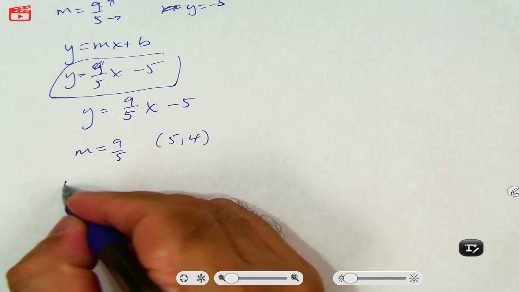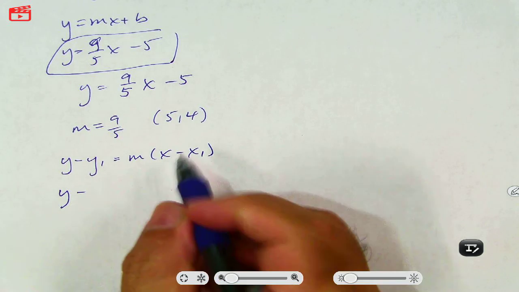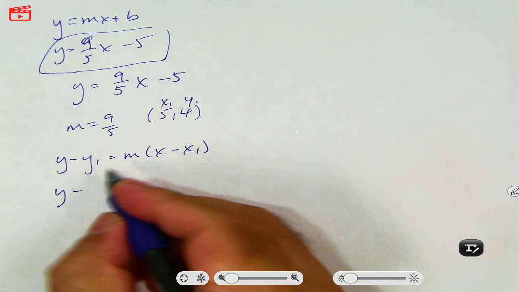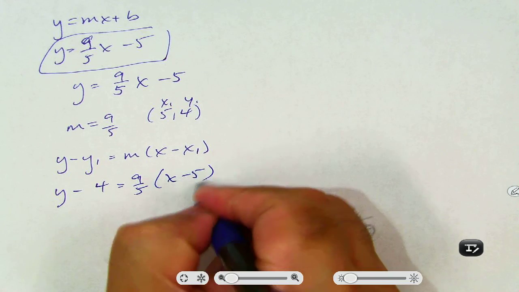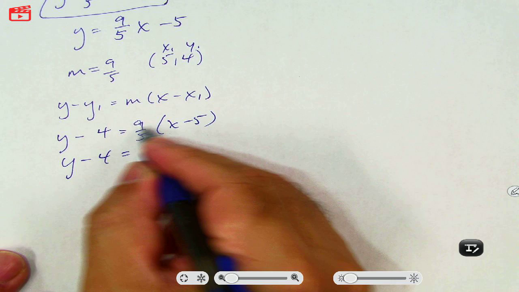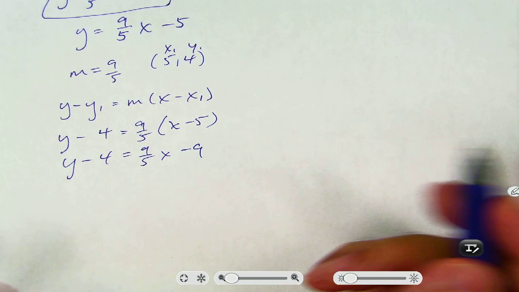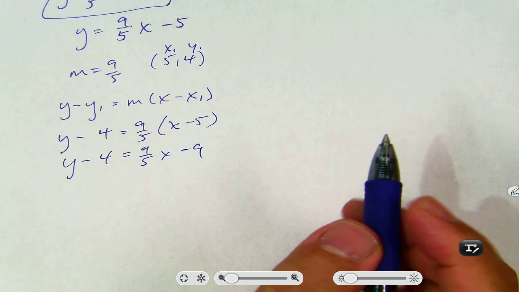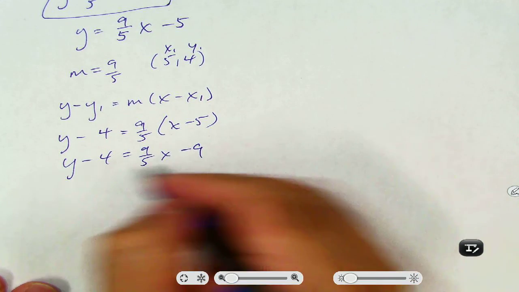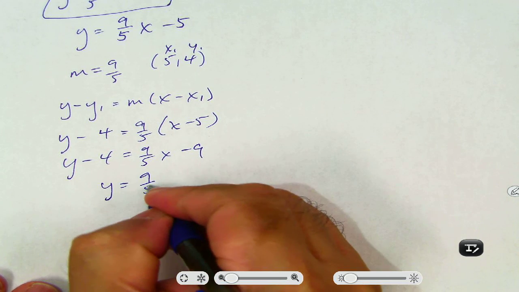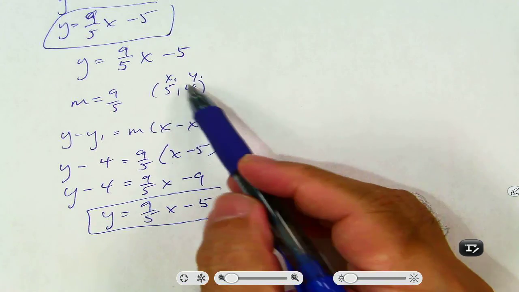Then you use y minus y1 equals m times x minus x1. So y minus, this is y1, so that's 4. The slope is 9/5, x minus 5. We distribute: 9/5 x minus 9, right? 9/5 times 5. Some people are having problems multiplying with fractions. Use a calculator if you still don't know how to multiply with fractions. 9/5 times 5 is 9. Add 4 to both sides, and -9 plus 4 is -5. Notice I have the same answer as the original.